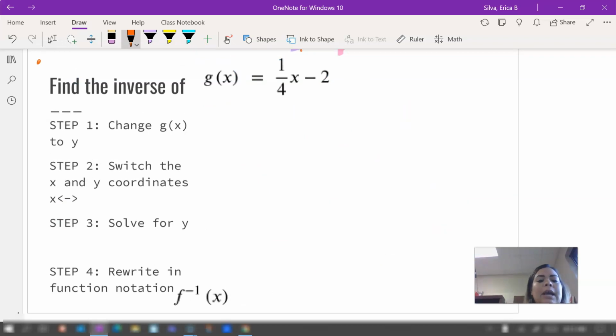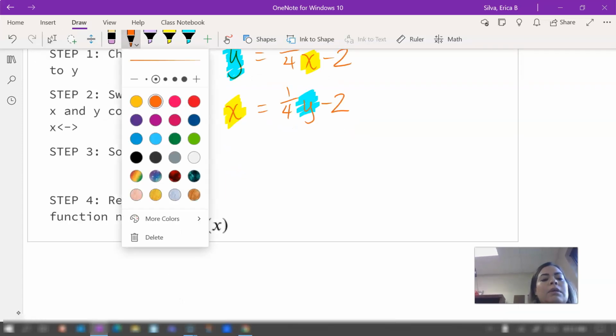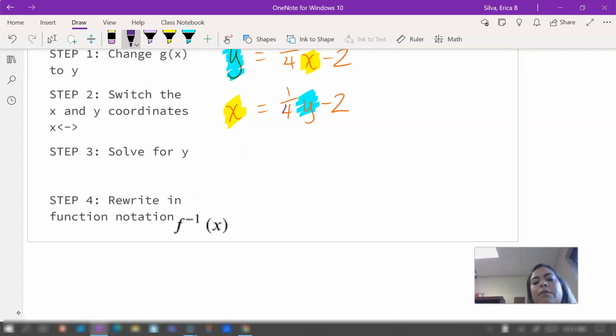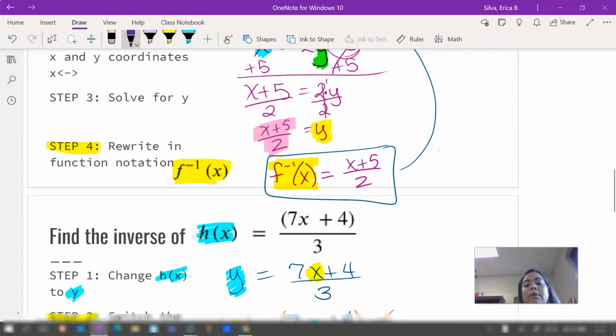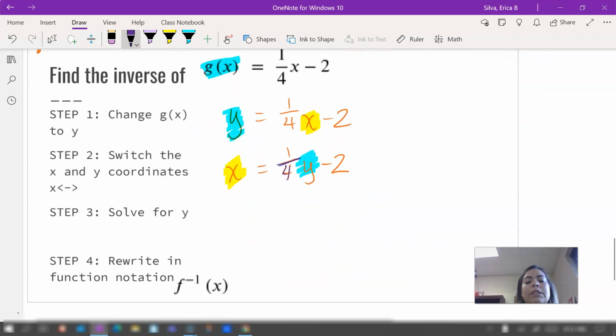All right, so let's go ahead and start with changing g of x to y. Now we're going to switch the x and y coordinates. Now let's solve for y. Notice how on this one, the 4 is only the denominator of the y, so we can't remove that one yet, like we did in the last one. In that one, all of it was being divided by 3, so we had to get rid of that one first.